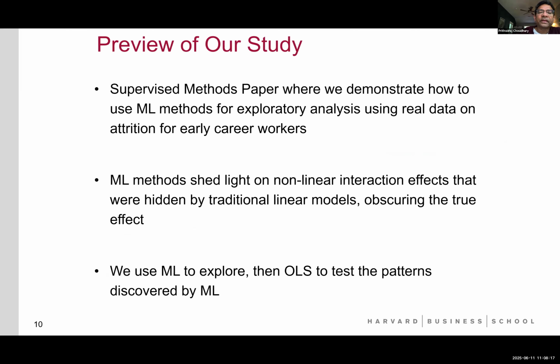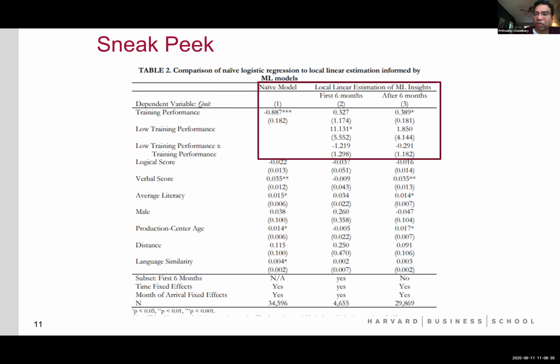And here again, this is a purely methods paper. We took a data set that I already had, which had employee data, and the outcome variable we chose was attrition. What explains attrition patterns? And what we find, to cut a long story short, was that if you used a naive econometric model, you would come up with a certain correlation between the performance during training and the probability of attrition.